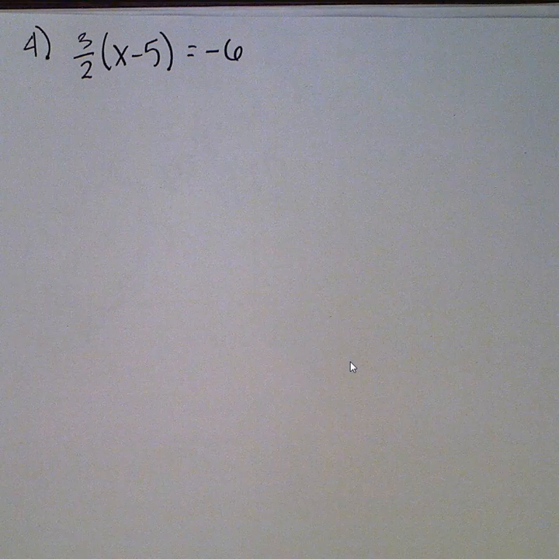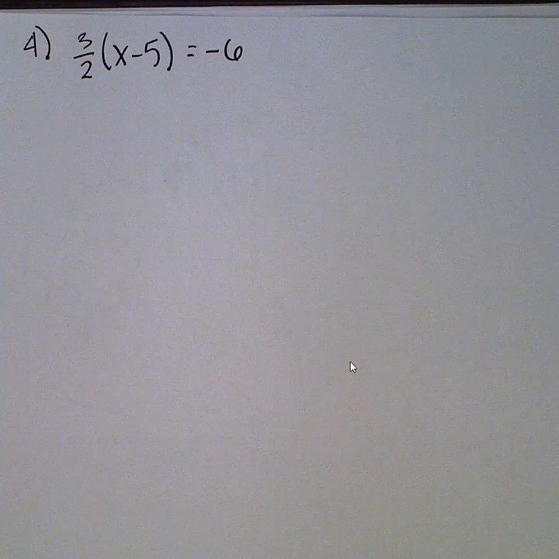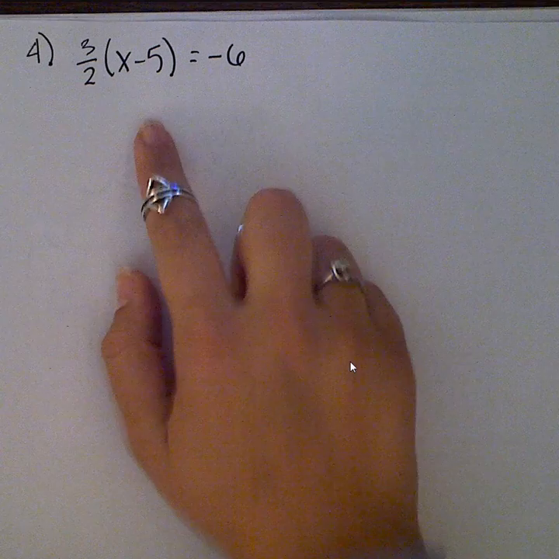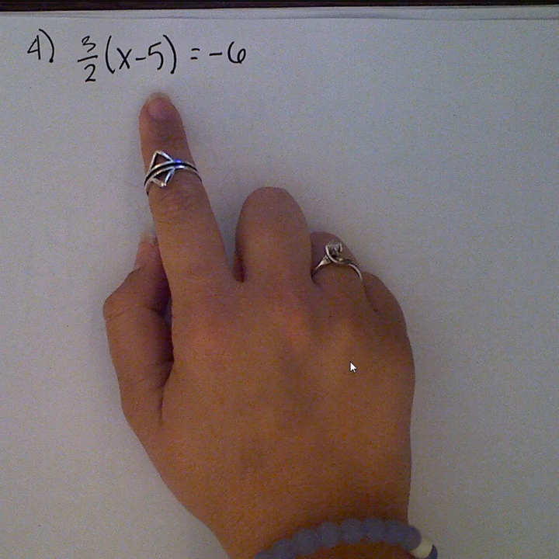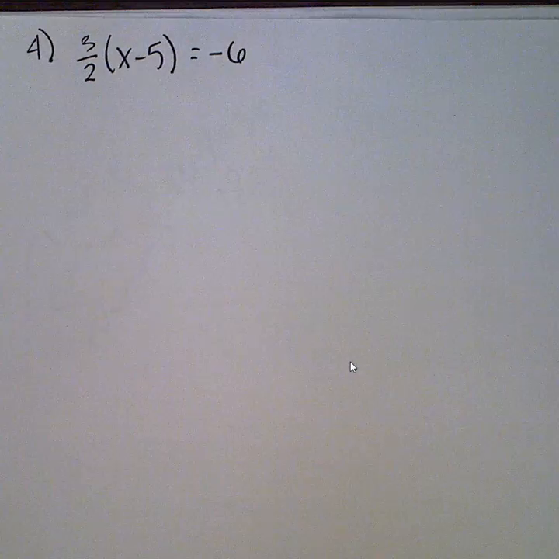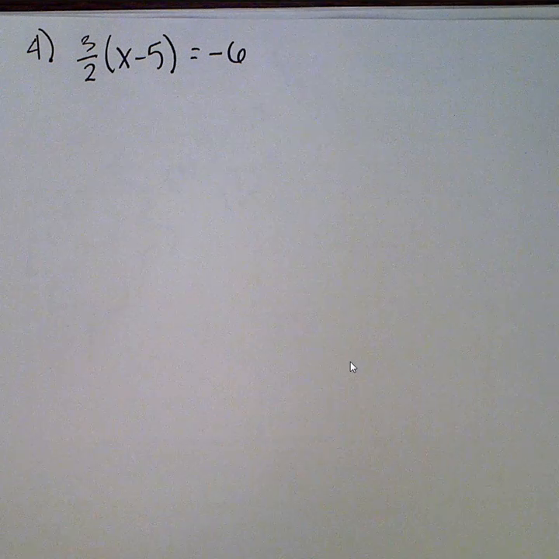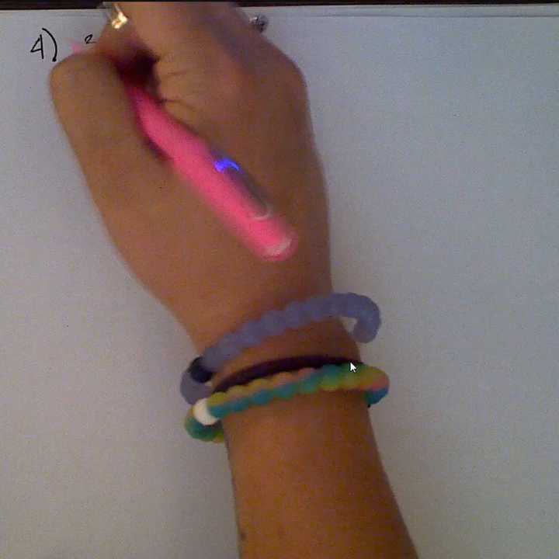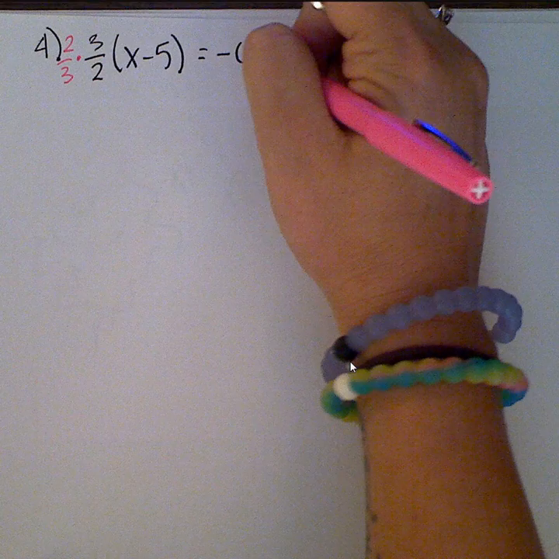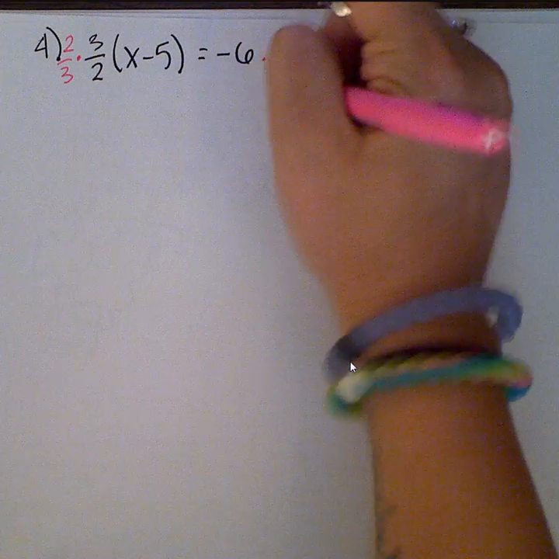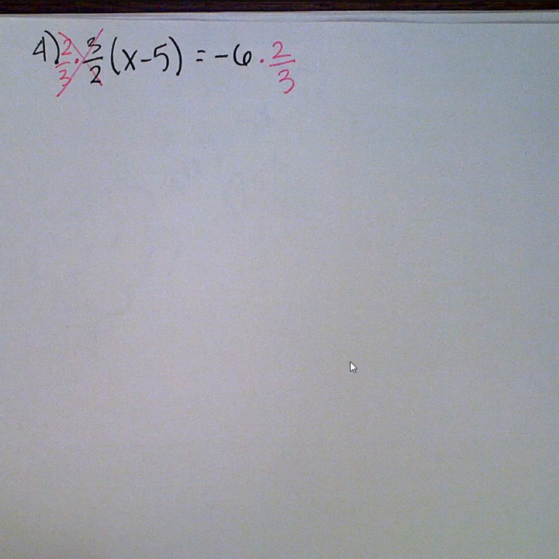Alright, so this is from our lesson on multi-step equations. This was number 4 from the homework last night. Now, the first thing you should have done would be to get rid of our fraction. And how would we get rid of that fraction? Multiply by the reciprocal. So that means we flip our fraction over and we multiply both sides by 2/3. So we kill it there.